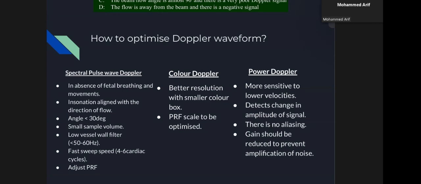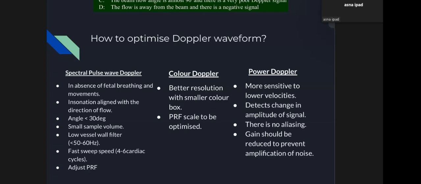So that is that. Next, on a color Doppler, for better resolution, a smaller color box should be used. It will give you a precise color fill. Again, PRF should be optimized. And power Doppler is sensitive for lower velocities. For organs that have low velocities and low flows, we can use power Doppler to see the color flow in it.